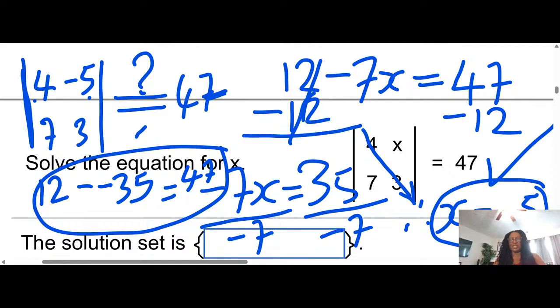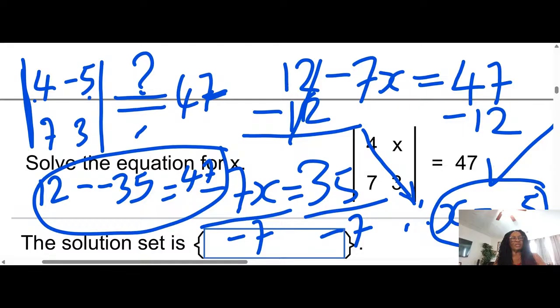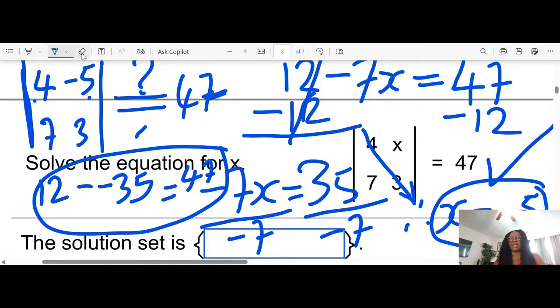So this question is an equation involving the determinant of a matrix. Before you start solving this equation, you must know how to evaluate the determinant of a 2 by 2 matrix. I just showed how to evaluate the determinant of a 2 by 2 matrix. All right, so I'm going to clean this one.